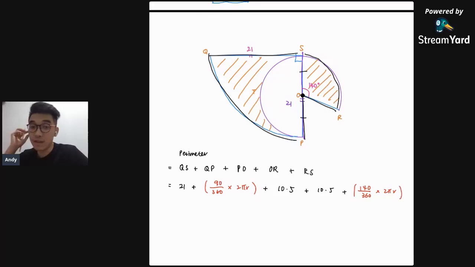They have given us the pi. The pi is 22 over 7, which is a very standard figure for SPM students. This R, we know, is 21. But this R is smaller, this R is half of it, so it's 10.5.